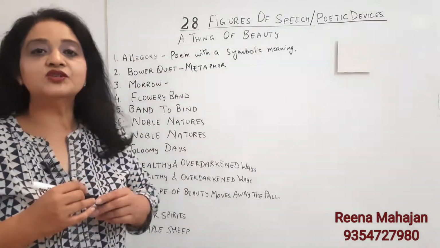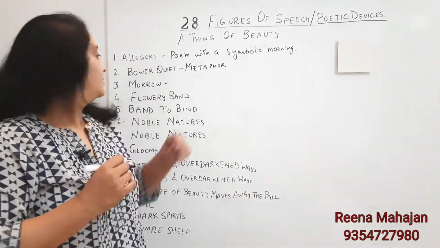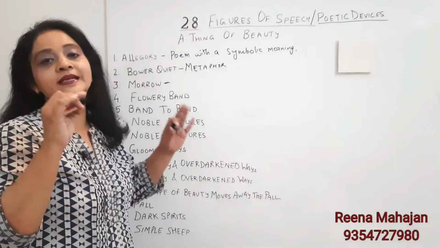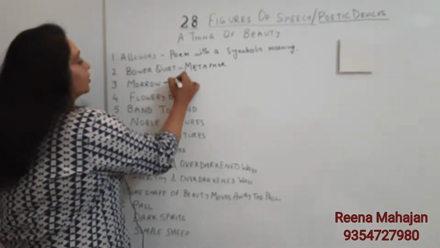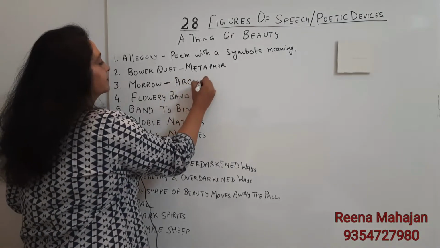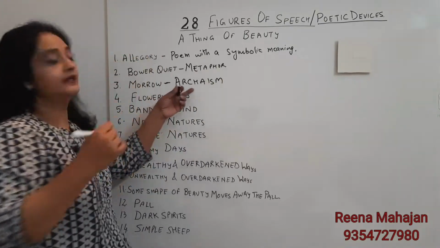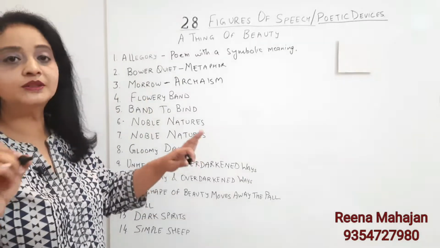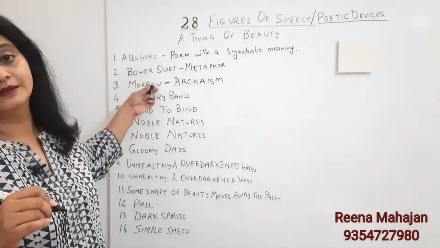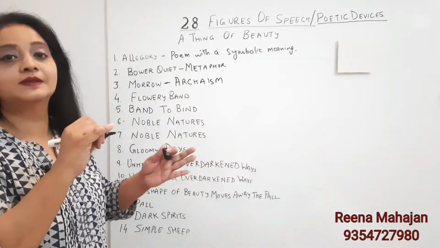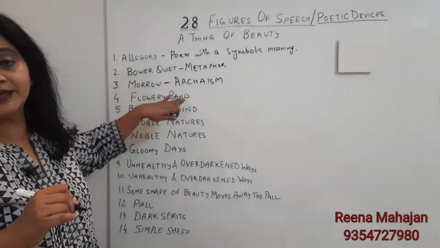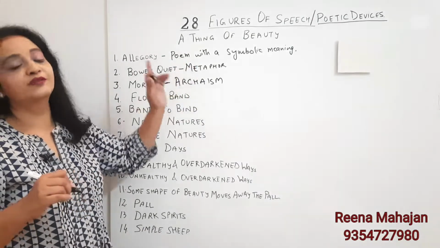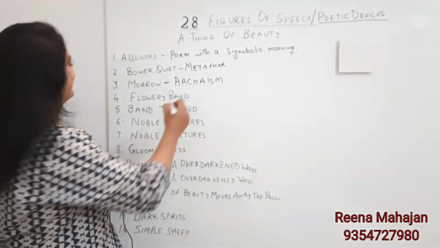The third figure of speech is morrow. Morrow is a word which is not used in modern English nowadays. So, morrow is archaism. Archaism वो words हैं जो आज की modern English में use नहीं होते, and that is why they are called archaic words, right? So, every morning means morrow, and it is an archaic word. So, the figure of speech is archaism.